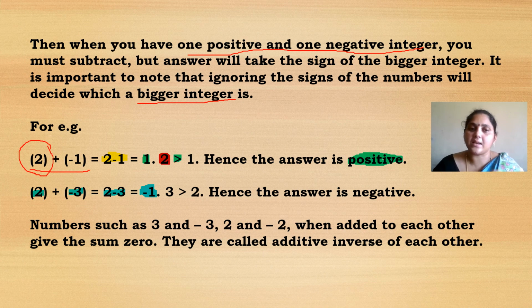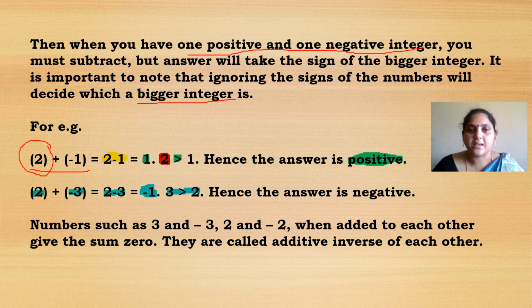Or else you can observe it like this also. 3 is greater than 2. Hence the answer is negative. Right? What I have told, the same statement is given here. When you are subtracting two numbers, the bigger number has a sign, and you have to take that sign only for the answer we have got. So 1 is the answer when you subtract 3 minus 2. 3 is greater than 2. That's why I have taken it as a negative number.